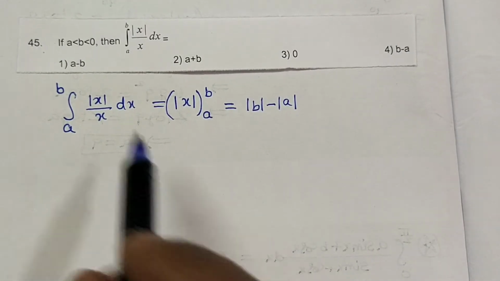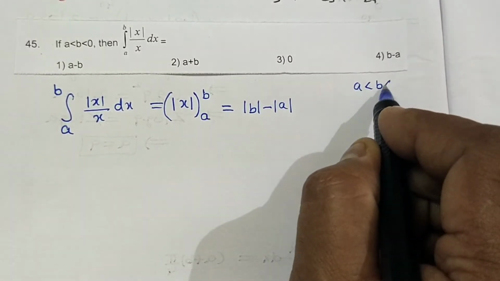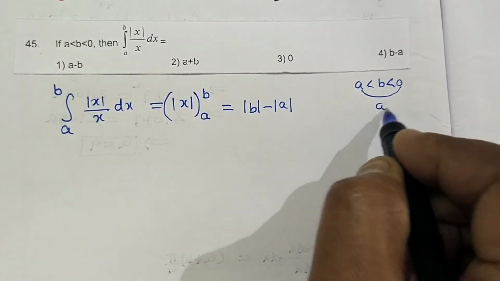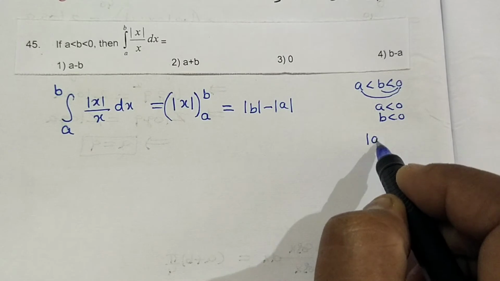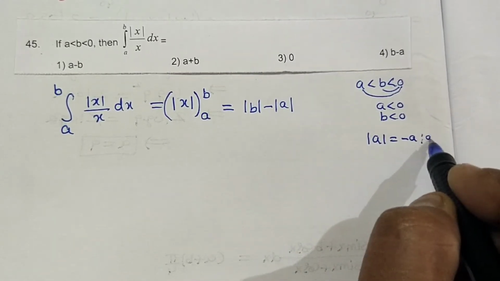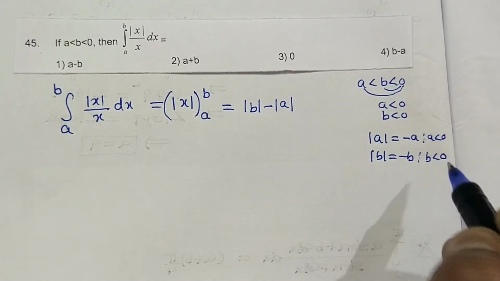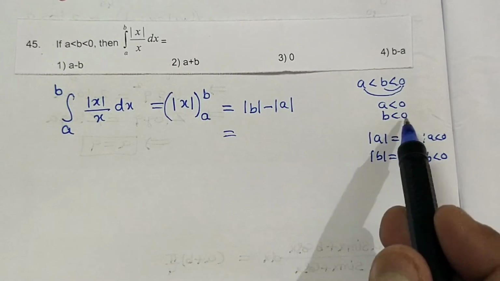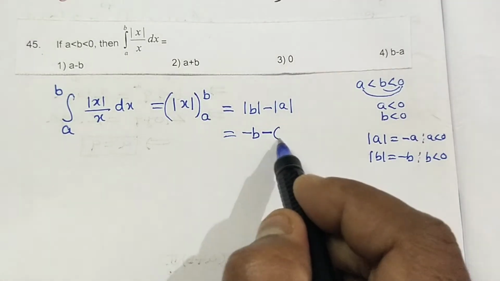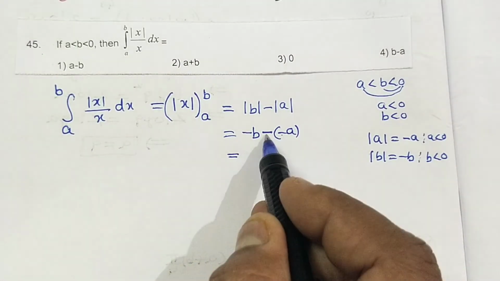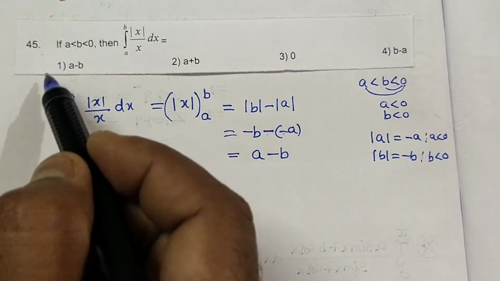So according to the condition, a is less than b is less than 0. That means a is less than 0 and also b is less than 0. We know that mod a is equal to minus a when a is less than 0, and mod b is equal to minus b when b is less than 0. So mod b becomes minus b, and minus mod a becomes minus of minus a, which is plus a. So a minus b is the right option, which is the first one.